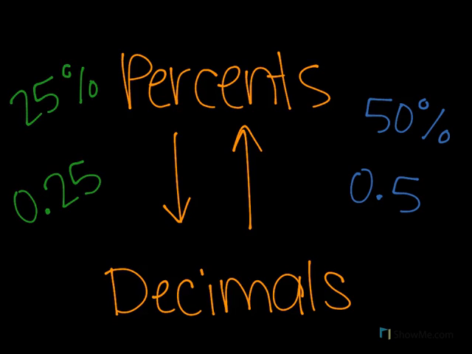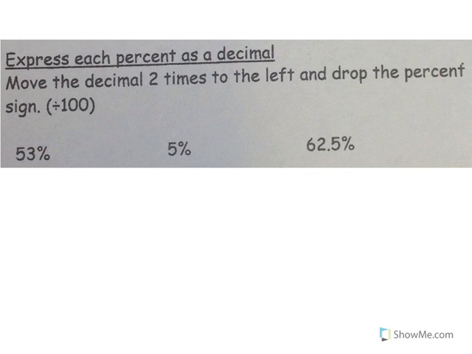Percents as decimals and decimals as percents. So we're going to start off by expressing each percent as a decimal. To do this, we move the decimal 2 times to the left and drop the percent sign. That's basically dividing by 100.